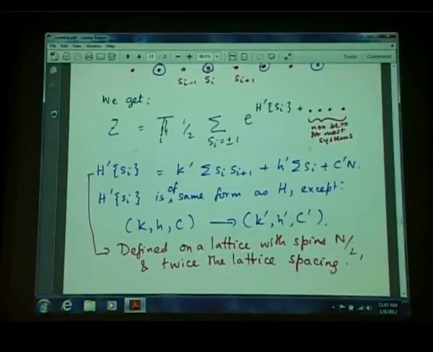So the only difference between h and h prime seems to be that the coupling constants have changed in their values. Okay? And of course, this new partition function is now defined on a lattice with half the spins and twice the lattice spacing.